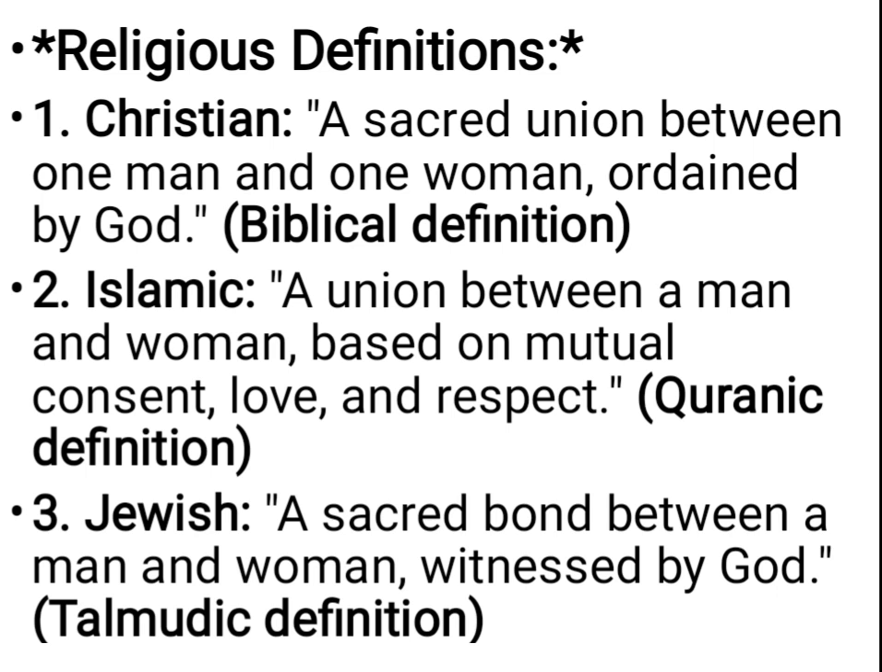Let's look at the Islamic definition of marriage. In Islam, they say marriage is a union between a man and a woman based on mutual consent, love, and respect. So there is consent, love, and respect. In the Islamic perspective, which is a Quranic definition, they emphasize marriage on the basis of mutual consent, love, and respect of each other. Then we have Jewish culture, which defines marriage as a sacred bond between a man and a woman, witnessed by God. That's the Talmudic definition.